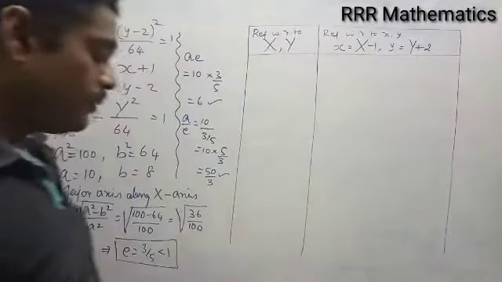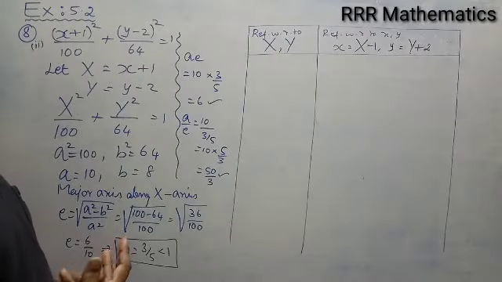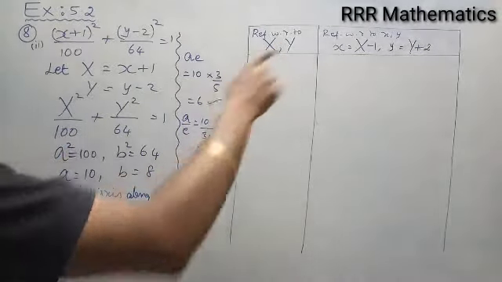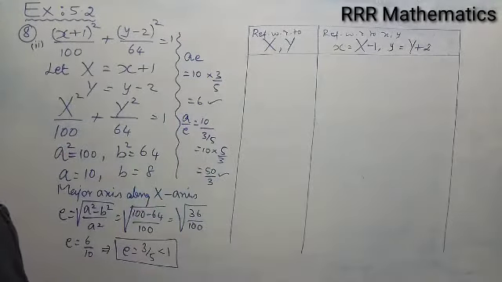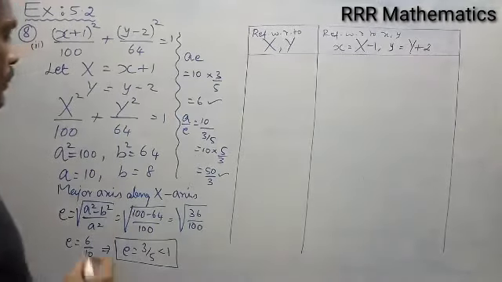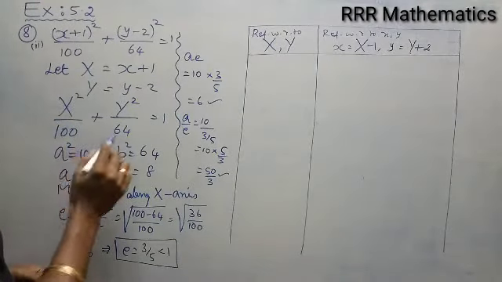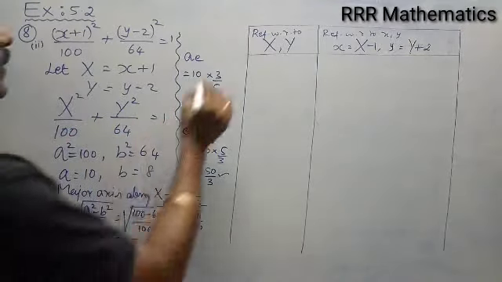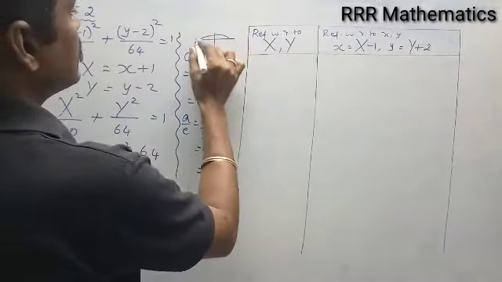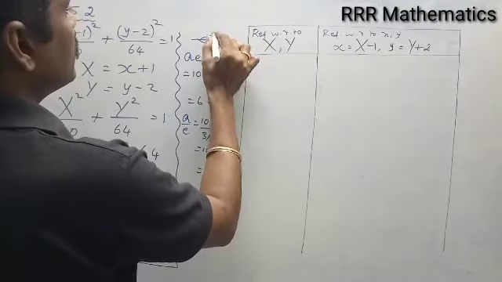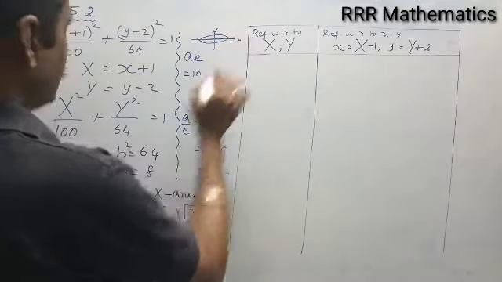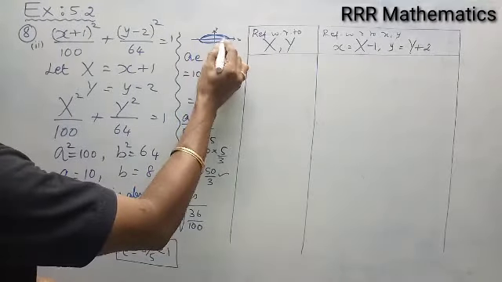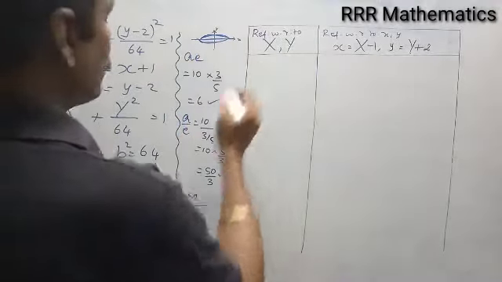Got it? Now, you want to prepare two columns, first column with respect to capital X, capital Y, second column with respect to small x and small y. Is it clear? Now, according to this equation, capital X square by 100 plus capital Y square by 64, the dummy figure will be like this. The major axis is along X-axis, I said, no. So it will be like this. This is the dummy figure for understanding of capital X, capital Y.